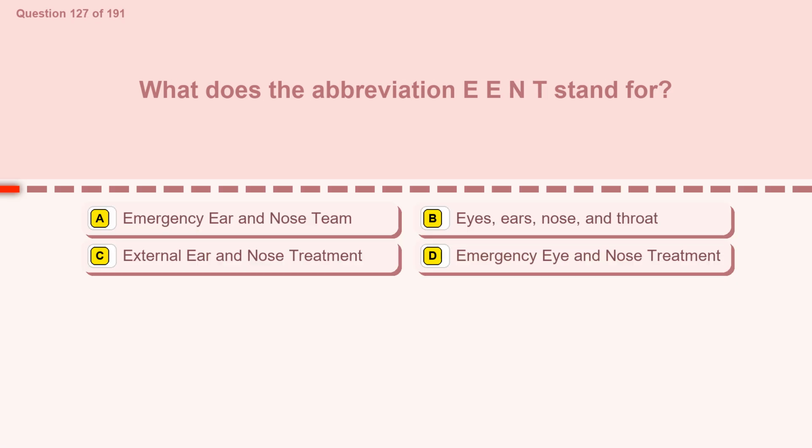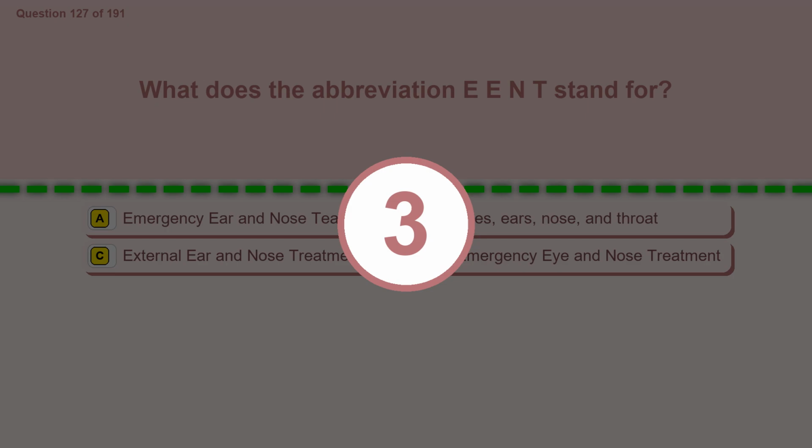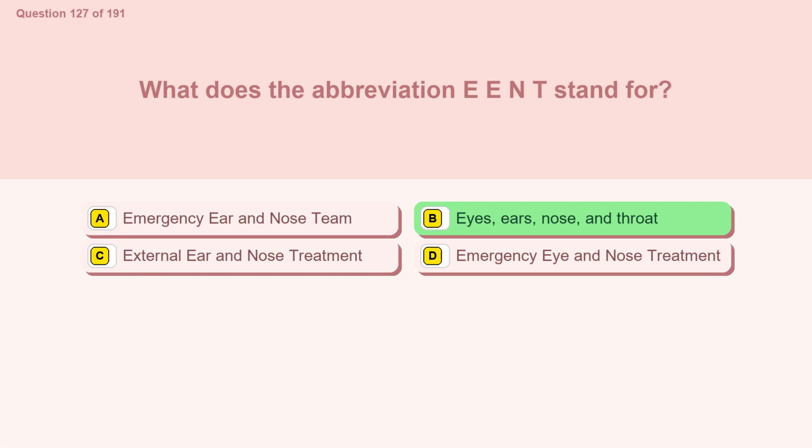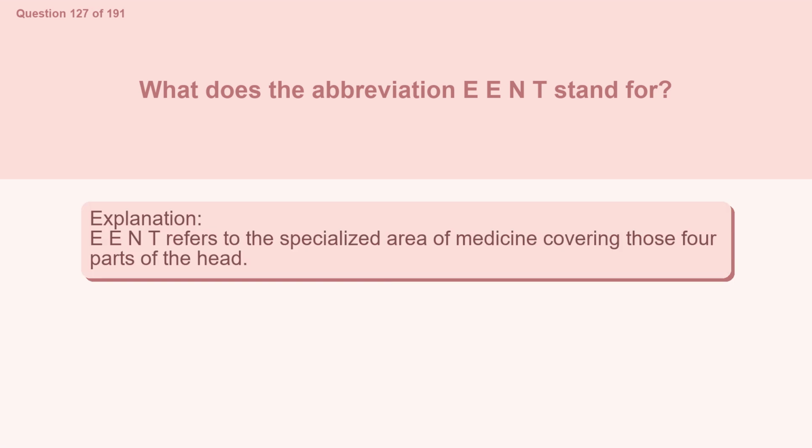Question 127. What does the abbreviation EENT stand for? Option A, emergency ear and nose team. Option B, eyes, ears, nose, and throat. Option C, external ear and nose treatment. Option D, emergency eye and nose treatment. The correct answer is option B, eyes, ears, nose, and throat. EENT refers to the specialized area of medicine covering those four parts of the head.